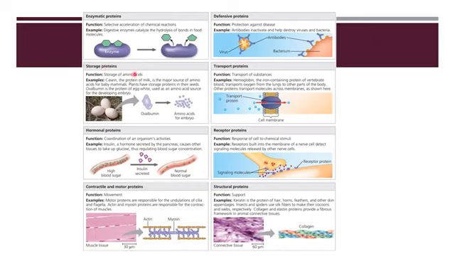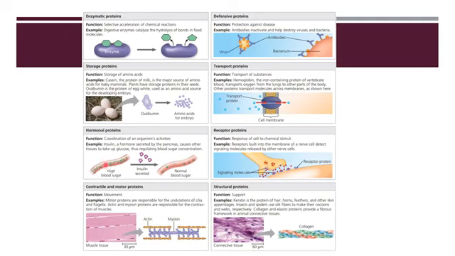Then the storage proteins, like the ovalbumin. So ovalbumin is present in the eggs. So storage of the amino acids, and casein, the protein in milk, is the major source of amino acids for the baby. And ovalbumin is the protein of the egg white that is used as an amino acid source for the developing embryo.